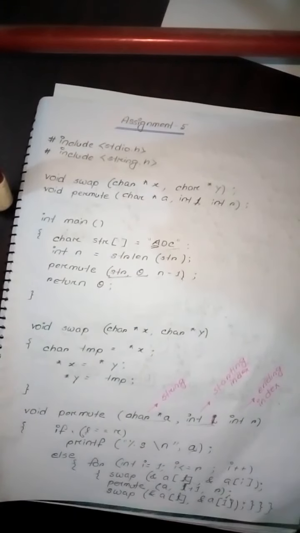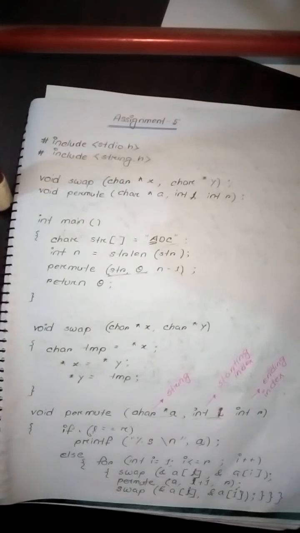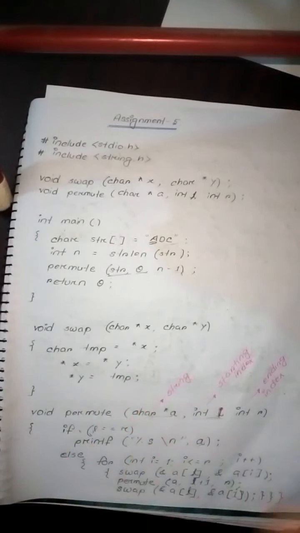Hello everyone. In this video I am going to show you a C code that does permutation in a recursive way, and I am also going to show you the tree structure of this permutation and also the RAM diagram. How does this code work inside the RAM? So first of all, let me show you.